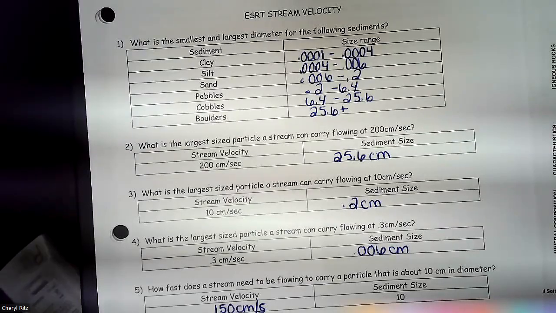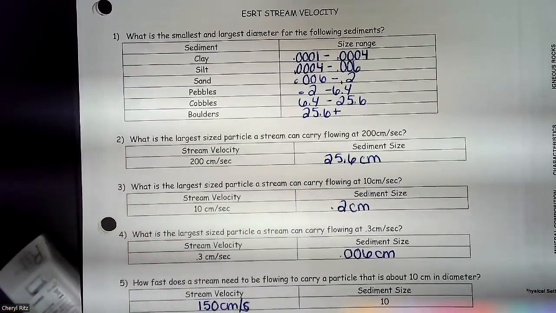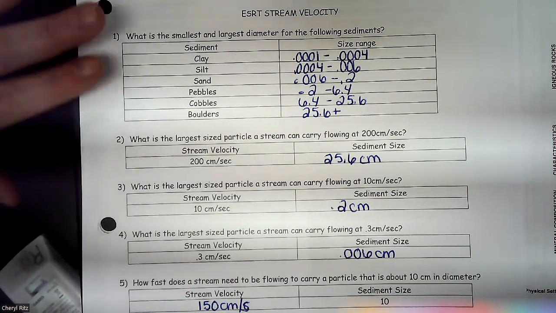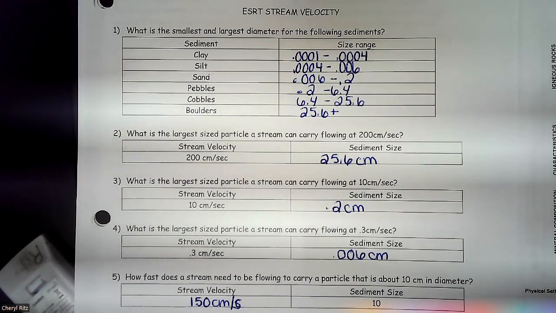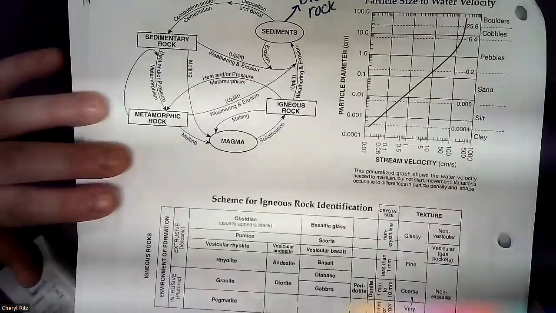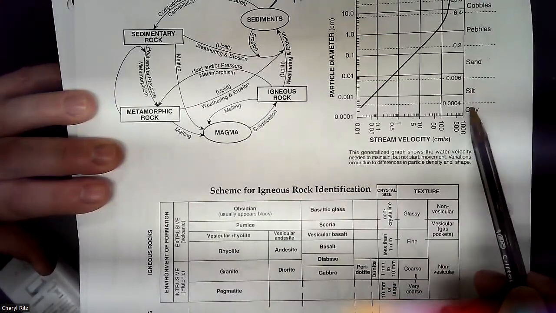All right, so we're just gonna go through what you just finished up. This was homework for my other classes, but you guys just didn't have to do it last night. So we're gonna start with the sediment size. So again, remember, all you have to do is look at the dotted line.